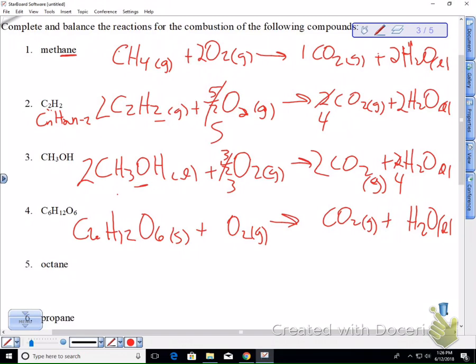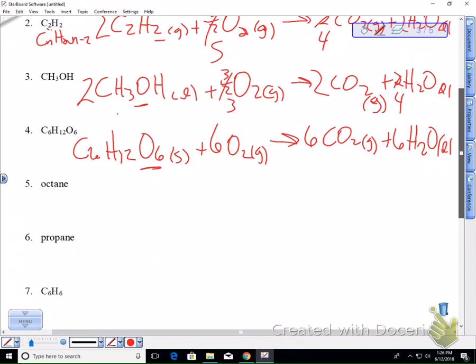All right, let's balance. 6 carbons, 6 CO2. 12 hydrogens, 6 waters. That is 18 oxygens. I already have 6 here, so I only need 12 here, so put a 6 there. All right, we're going to do a couple more here. These are very repetitive.